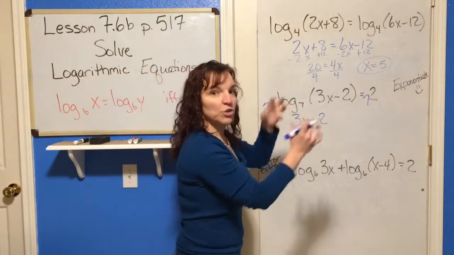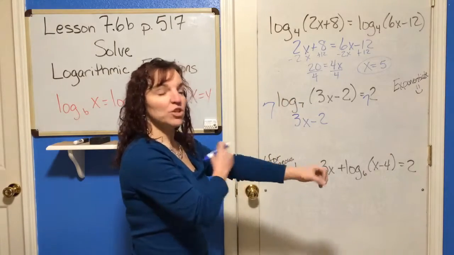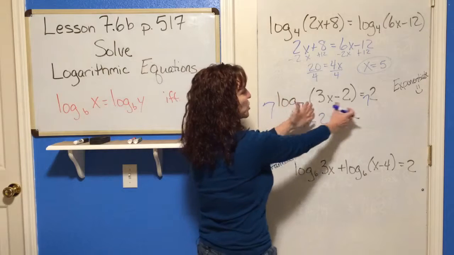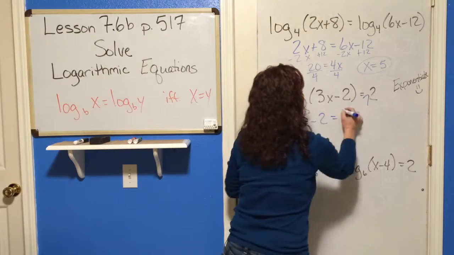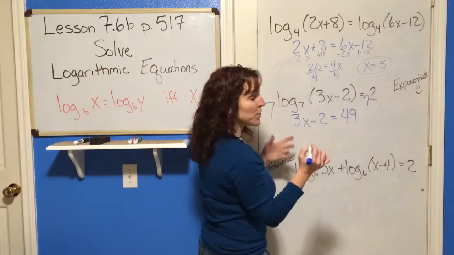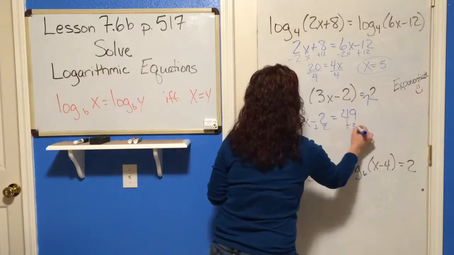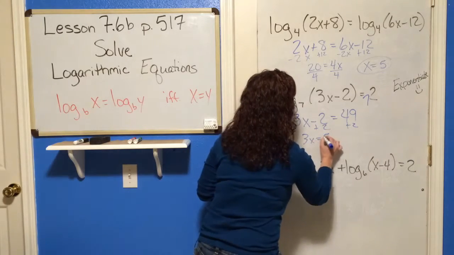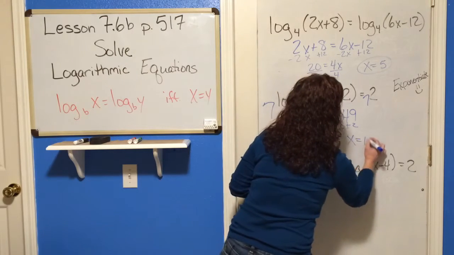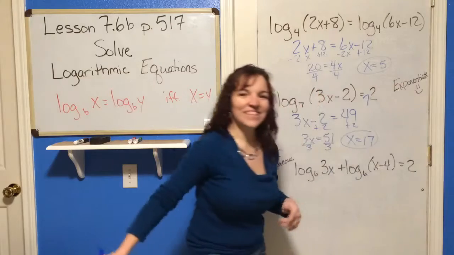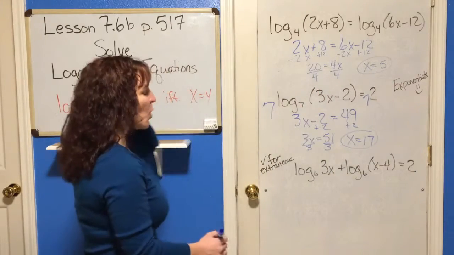And remember, with our inverse functions, we learned that that's equivalent to just the exponent. So now 3x minus 2 equals 7 squared, which is 49. And now we solve it. Add 2 to both sides. 3x equals 51. Divide by 3. So x equals 17. Done. Easy, easy, easy.